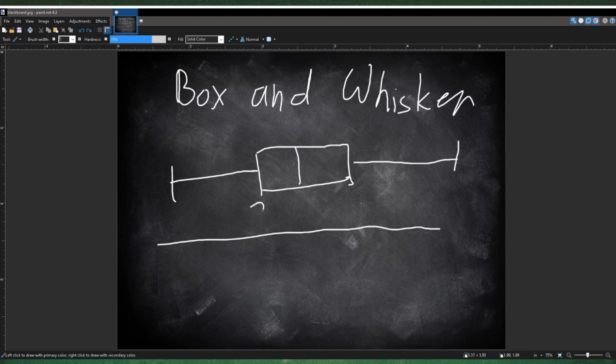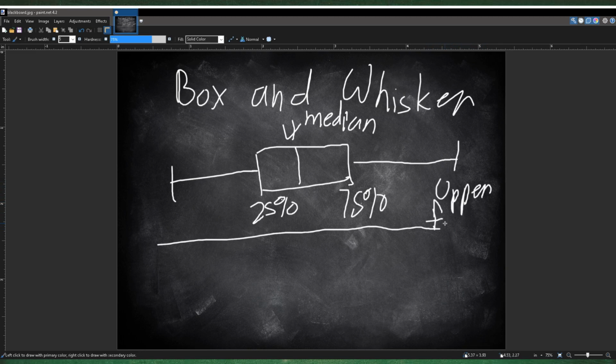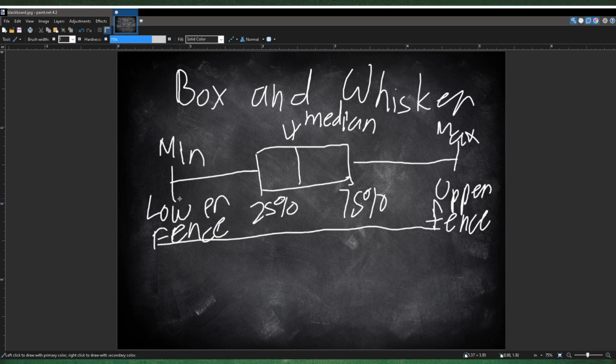But basically this is where the 25% is. This is where the median is. This is the 75% data mark. This is the upper fence. And this is the lower fence. Sometimes the upper fence could be referred to as the max, and sometimes the lower fence could be referred to as the min. But I'll get to why it's a little different.